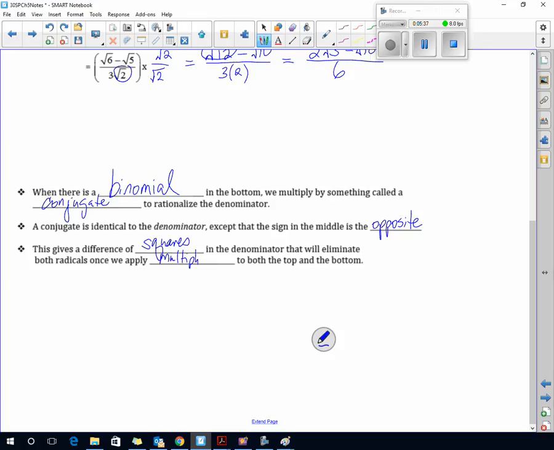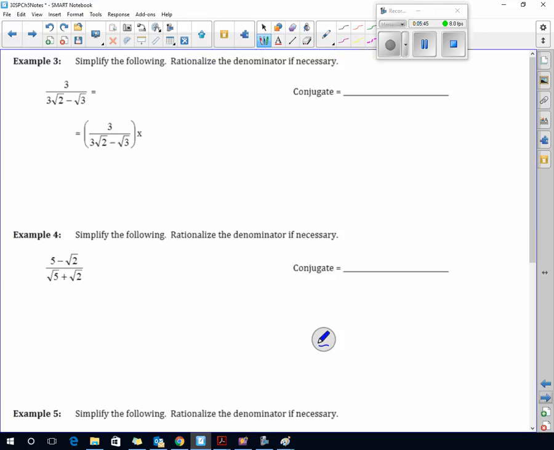So does everybody see there's a radical in the bottom? There's actually two. It's a binomial. So can anybody tell me what the conjugate is? Remember, the conjugate is exactly the same except that the sign in the middle is the opposite. So who can tell me what the conjugate is here? Anybody? Throw it out there.